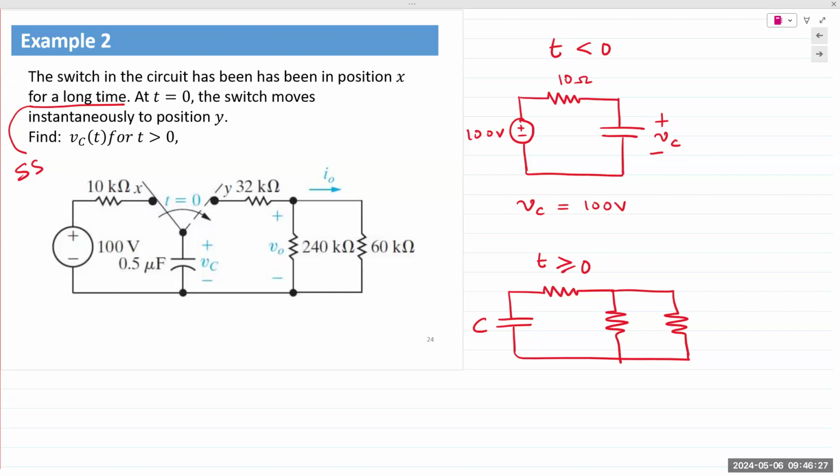So once the switch flips, the left side gets disconnected. Earlier, when it's at position X, the capacitor is connected to the left side of the circuit. The right side is not connected. Then at time t equal to 0, the switch flips to the right. The switch disconnects from the left and connects to the right side of the circuit, and the left side is disconnected.